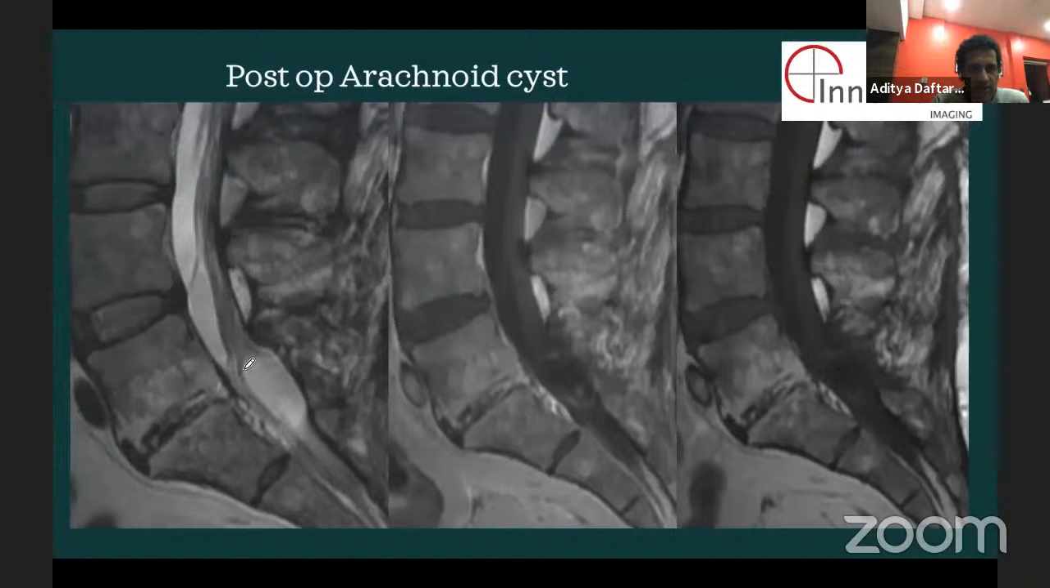This is an example. You can see an expansile extradural lesion over here, and this is a postoperative arachnoid cyst.